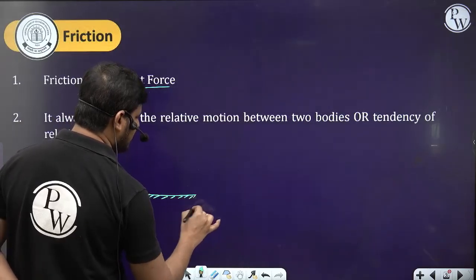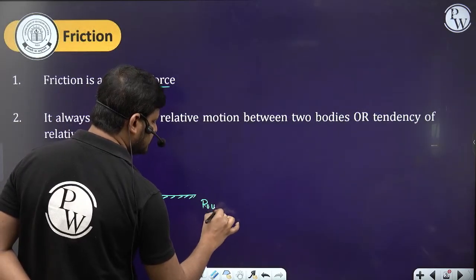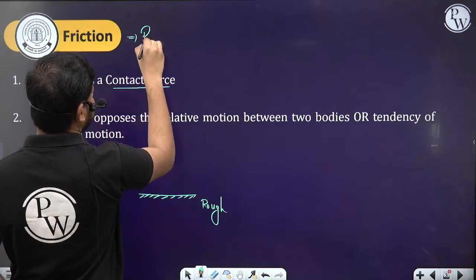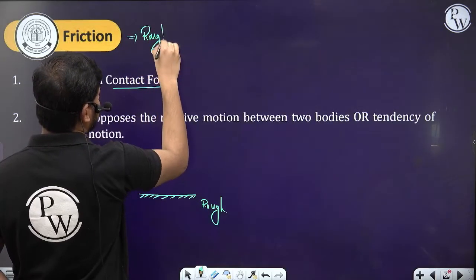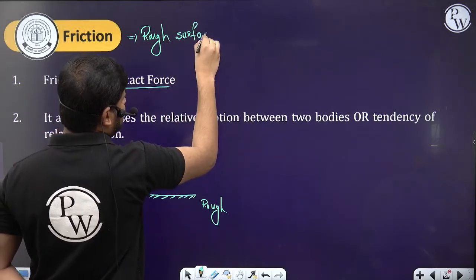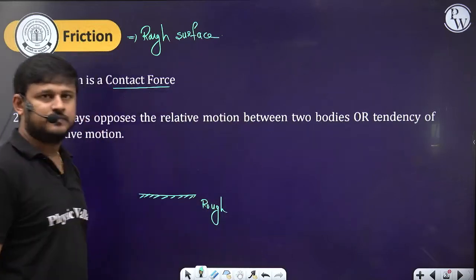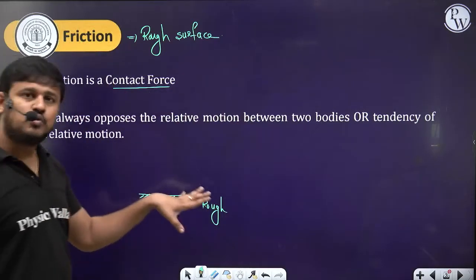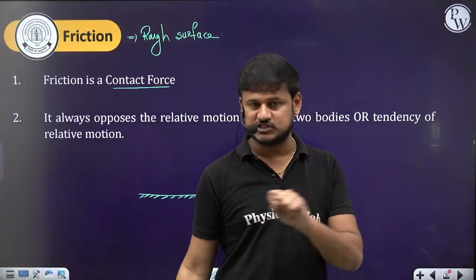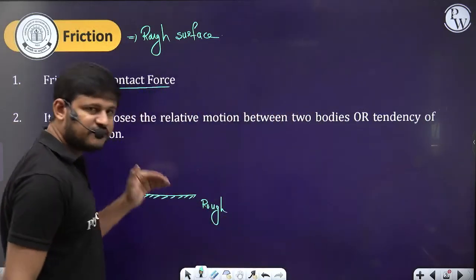The friction always acts on a rough surface, right? If the surface is smooth in the question, then there is no need to consider the friction. Till now, whatever questions we have solved are related to smooth surfaces, with no friction concept. Now the friction comes into the role.